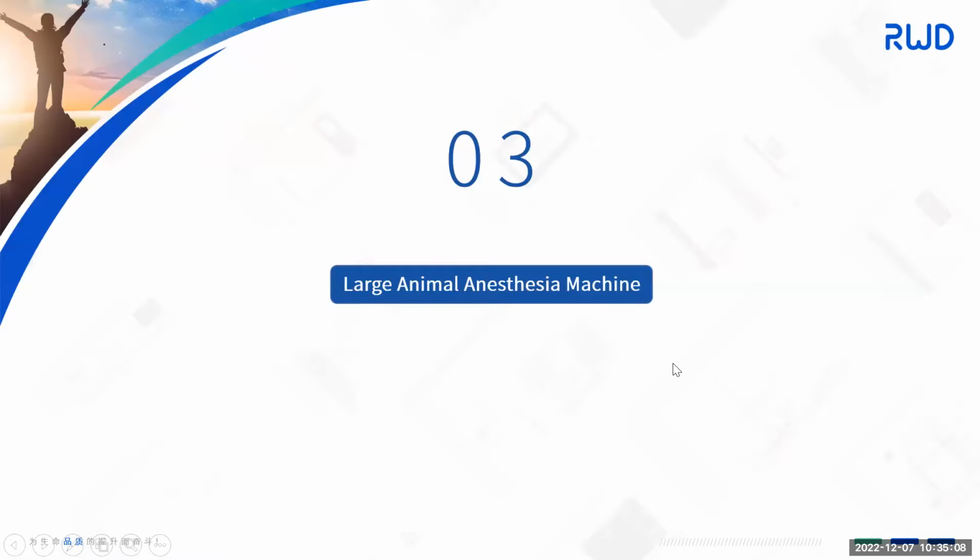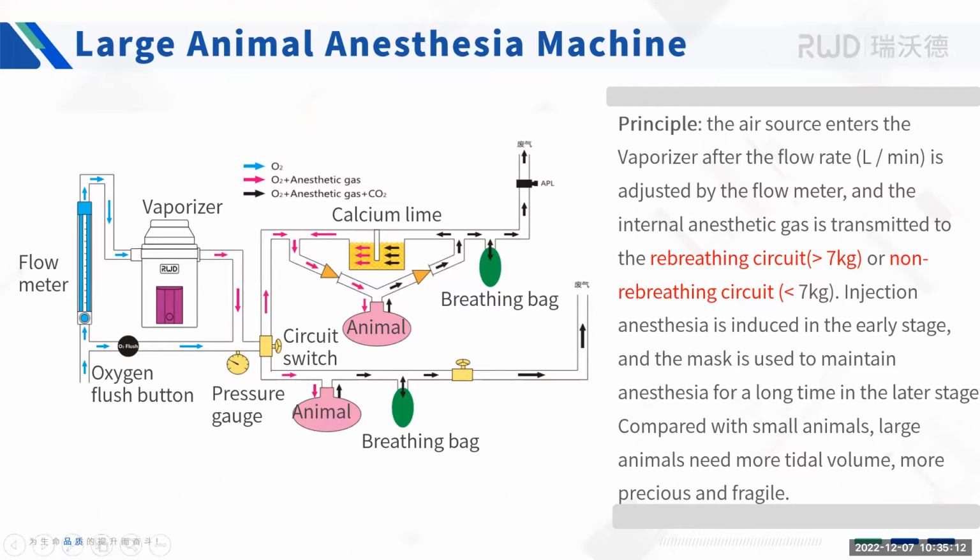And next, I will briefly introduce the large animal anesthesia machine. In fact, the large animal anesthesia machine is the same as the small animal anesthesia machine. The only difference is this part, the rebreathing circuit. We mentioned a formula for the anesthetic before, which shows that the bigger the gas flow, the greater the consumption of the anesthetic. Many large animals like cows and horses have a very large tidal volume. In order to save our anesthetics, for animals weighing more than 7 kilograms, we should use the rebreathing circuit.